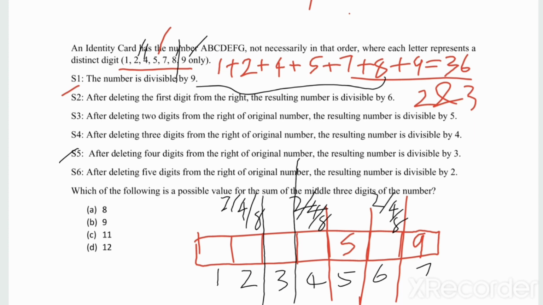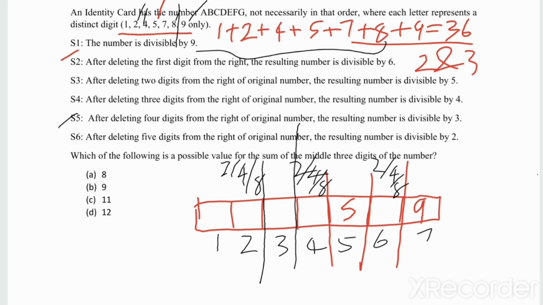We got that. Now come to statement number 5. After deleting 4 digits from the right of the original number, the resulting number is divisible by 3. 5 and 9 are already fixed here. Then the remaining digits are 1, 2, 4, 7, 8. So we need to find a combination of 3 digits, the sum of which is a multiple of 3, and one of which is an even number, the other two are odd numbers. Odd numbers we already got: 1 and 7.